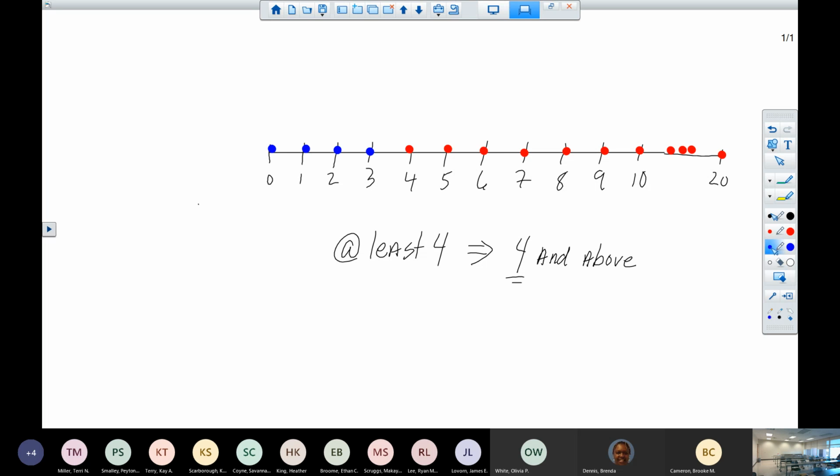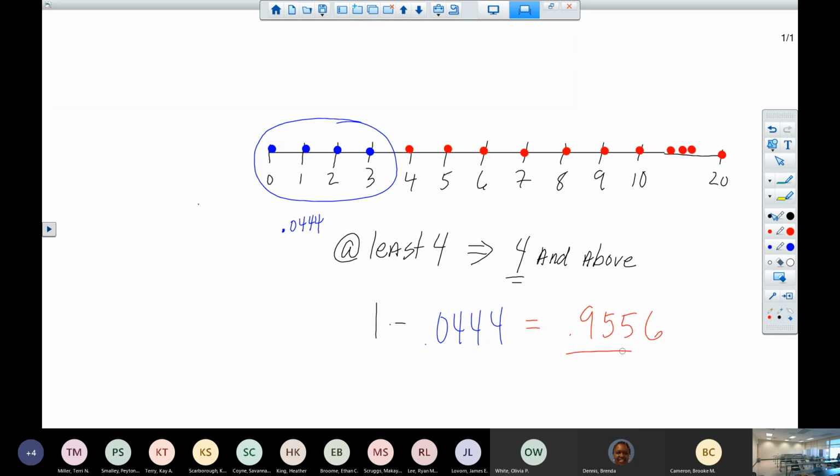Well, somebody tell me, what do we already have? We already have the probability of what? Less than 4. So if we've got the probability of less than 4, and we want the red area, we know that the probability of everything is equal to 1. We're going to take 1 minus 0.0444, and that's going to give us the complement. And that's going to be 0.9556. Somebody check my math. That's right.